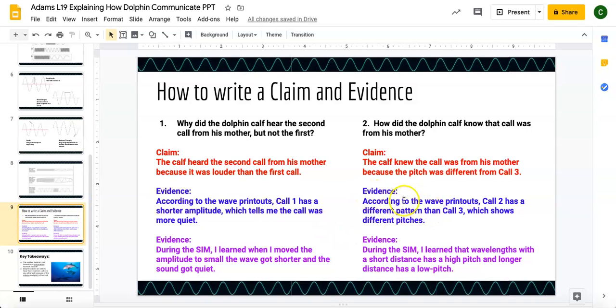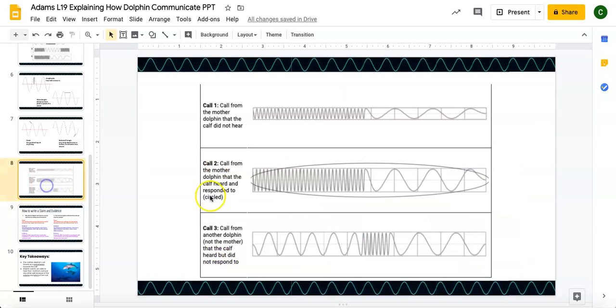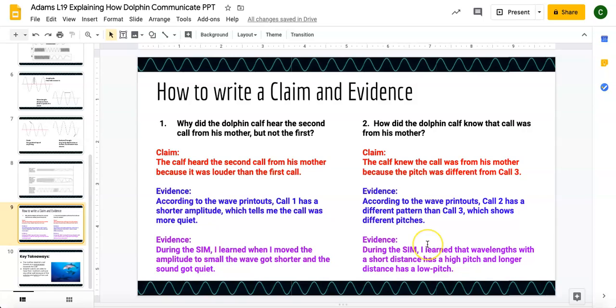This is evidence number 1. Notice my sentence starters. I'm not saying evidence 1 is, evidence 2 is. I'm using sentence starters that we used in class. According to the wave printouts, call 2 has a different pattern than call 3, which shows different pitches. That is true. These are two different patterns. In the video before, you learned that these are two different pitches. These are two different pitch patterns. That is straight up evidence. That's what I got, that's what I'm writing, that is what's there for me.